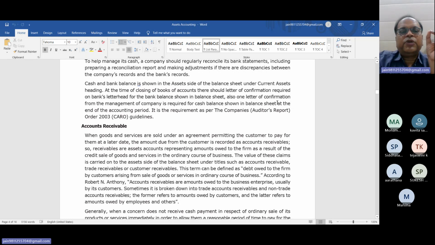And one letter for confirmation from the management of the company is required for the cash balance shown in the balance sheet at the end of the accounting period. It is a requirement as per the Companies Act, as per the Companies CARO 2003. You have to collect the bank confirmation letter, showing what the balance is in your bank at the time of preparation of the balance sheet. Now you will record the balance of bank, not cash, as per the letter received from your banker.